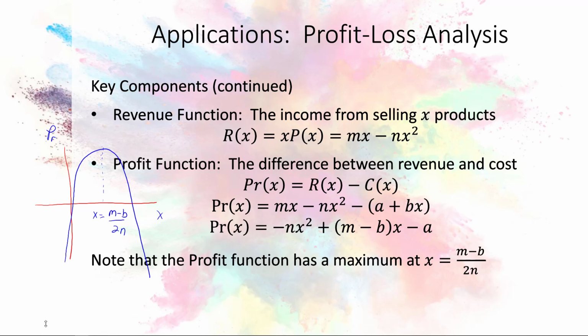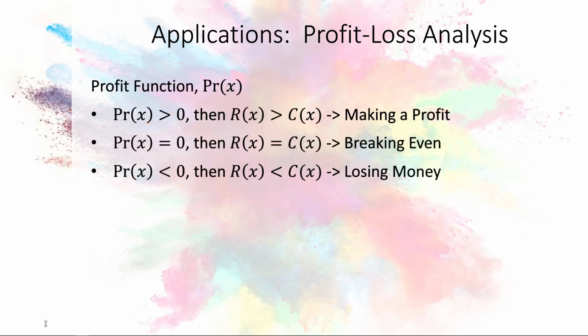This doesn't really make sense because you really can't sell negative products. Okay, now, as we mentioned before, if your profit function is positive, that means your revenue exceeds your costs and you are making some money. If the profit is equal to zero, that basically means you're breaking even and your revenue is equal to your cost.